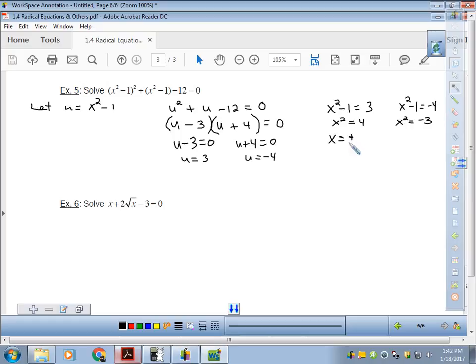So x equals plus or minus the square root of 4. Over here, x equals plus or minus the square root of -3. And then you want to simplify those. So you get plus or minus, the square root of 4 is just 2. And then over here, the only thing we can do is get rid of the minus inside the radical. So we'll have plus or minus i square root of 3. That's really about all we can do with that one. Okay. And so there's our 4 different answers for this equation that is quadratic in form.